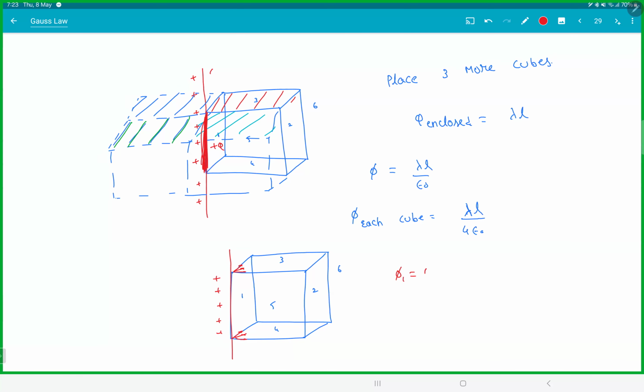So flux in 1, 3, 4, 5 will be 0. E is perpendicular to A. So this is quite a useful thing. If the charge touches the surface, the field lines are parallel, discussion closed. So the remaining two, which is 2 and 6, will contribute half of the total flux, which is lambda L by 8 epsilon. Is this clear, everyone? And lambda L is the charge that is stuck between the four cubes. The dark red one, which I'm taking here, that is lambda L.